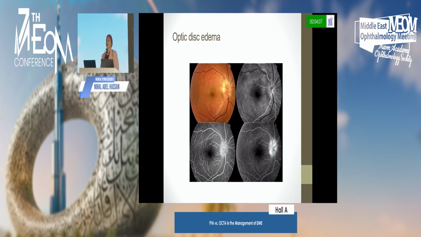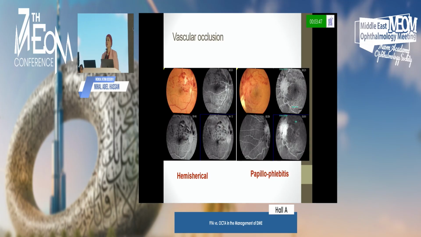Also, it gives the dynamic flow of the dye in the vessels, which might give us, like in that case, a swollen disc in a diabetic patient proved to be an anterior ischemic optic neuropathy or diabetic papillopathy, and to differentiate between papillopathy and the new vascularization abnormal vessels, or if it's an optociliary shunt at the vessels. So this also is the dynamic process of the dye.